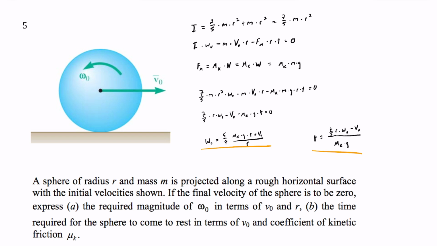Then you plug in all your things, and you come out with omega naught equals 5/7 times coefficient of friction times g times t plus v naught over r. Then you get time equals 7/5 times r times omega naught minus v naught divided by coefficient of friction times g.